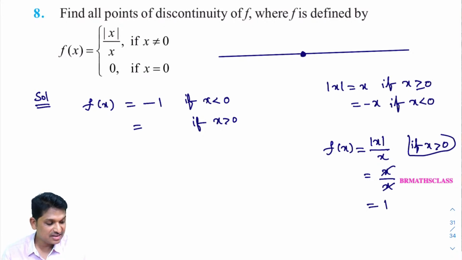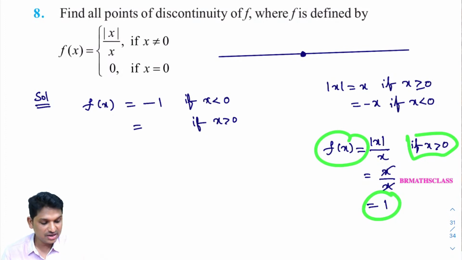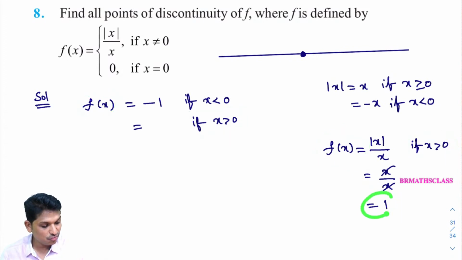So when x is greater than 0, what is f of x? F of x is 1. So here you see, x is greater than 0. What is f of x? F of x is 1. I hope you are understanding.